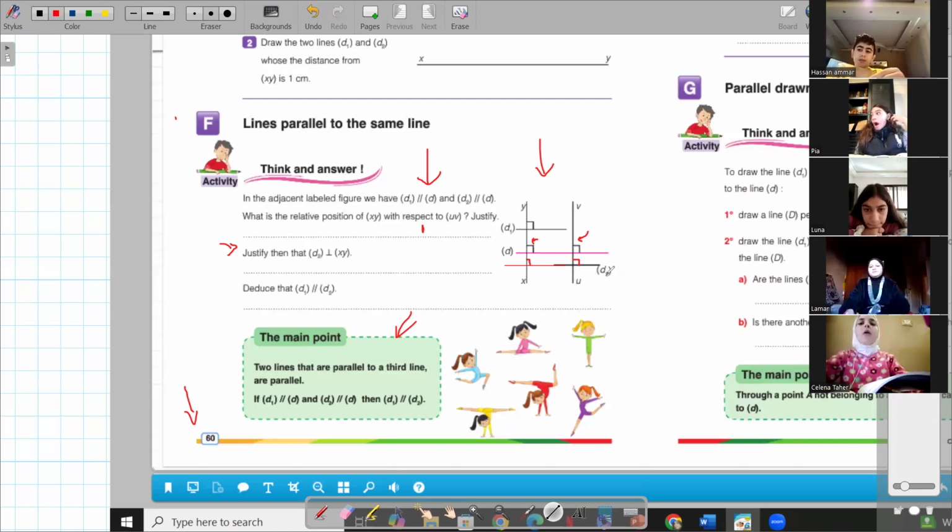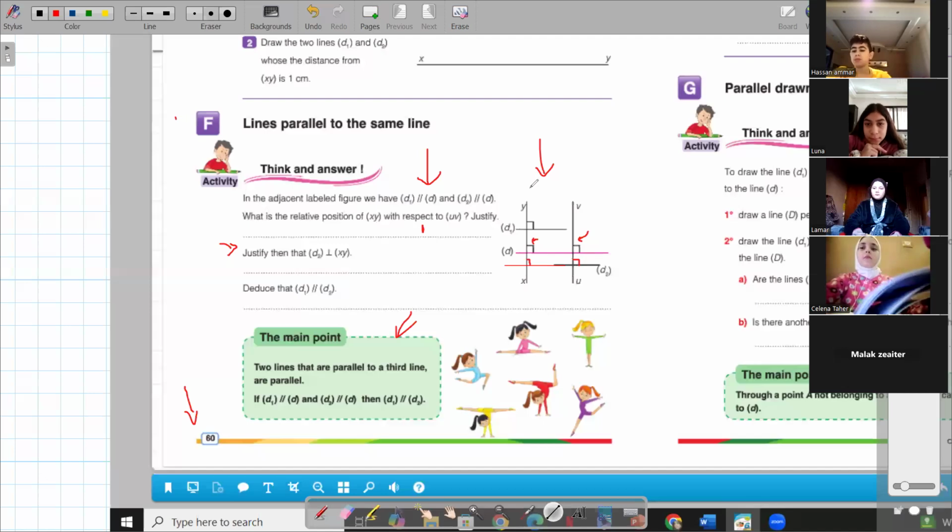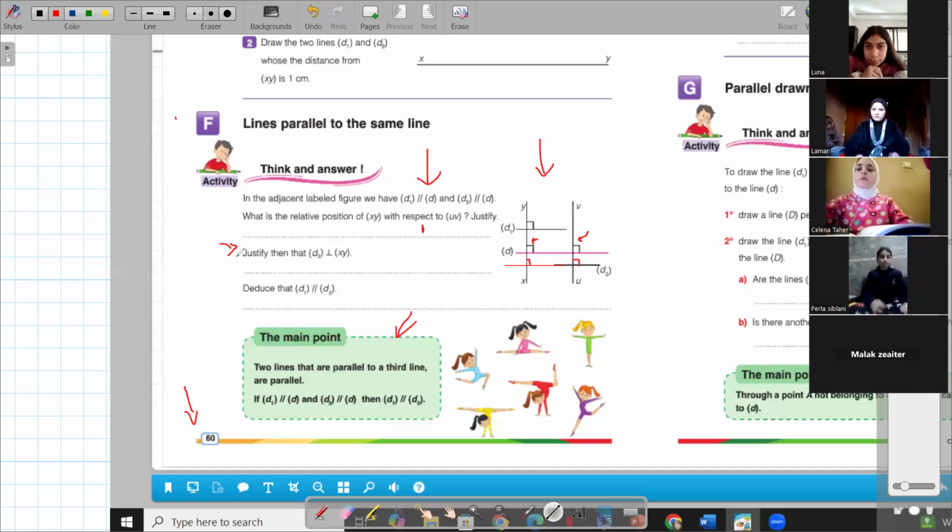Bravo. So we said that D2 is perpendicular to UV and it's also perpendicular to XY. Since XY and UV are parallel, we proved it above. And D2, we proved that it's perpendicular to UV, so it is perpendicular to XY. This is what we did in the second one.